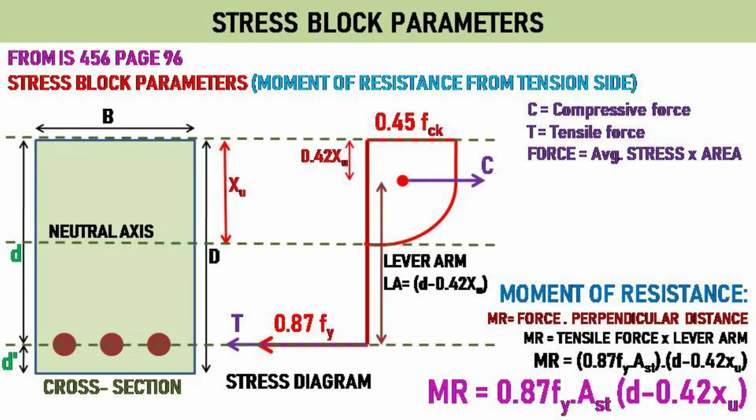Slide 27. Now, moment of resistance from tension side. Again, moment is defined as the product of force and its perpendicular distance. Here, perpendicular distance is taken as lever arm, which is equal to d minus 0.42 xu. So, moment of resistance here is equal to tensile force, T, times its lever arm, which is equal to 0.87 fy Ast times d minus 0.42 xu. This formula is used to find moment of resistance of a cross-section from tension side.